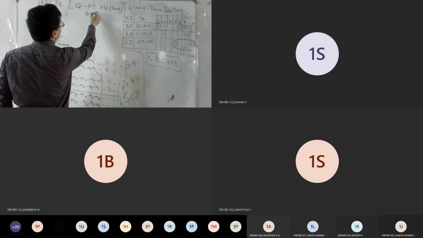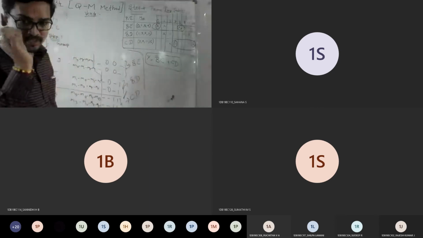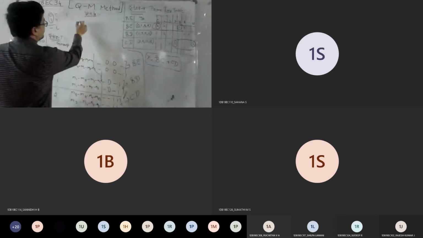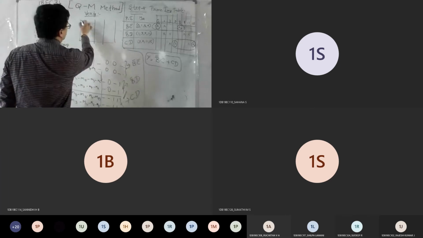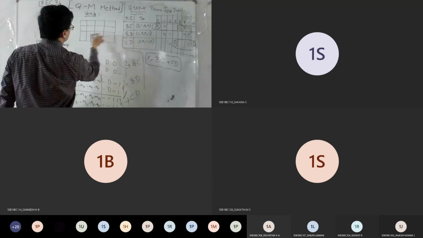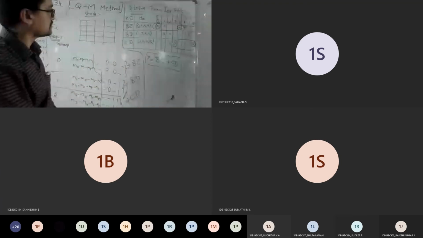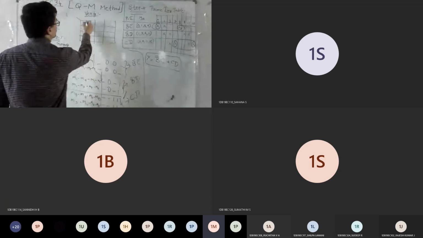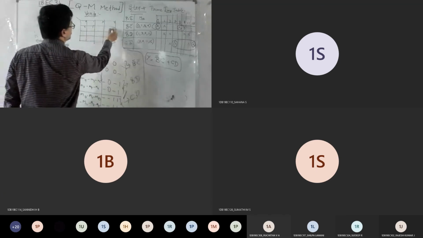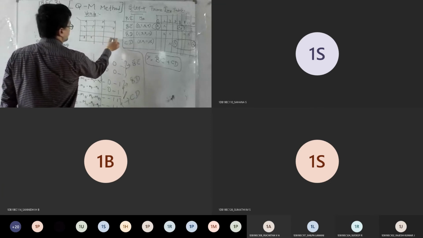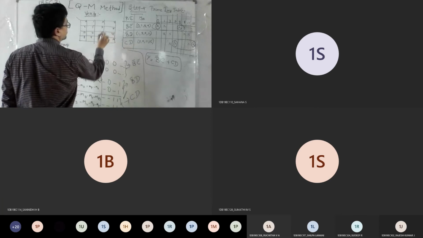What you have solved, since it is a 4 variable function, I can use a K-map for verification. Okay, so let me write 16 cells. Is it visible? 0, 1, 2, 3, 4, 5, 6, 7, 8, 9, 10, 11, 12, 13, 14 and 15.